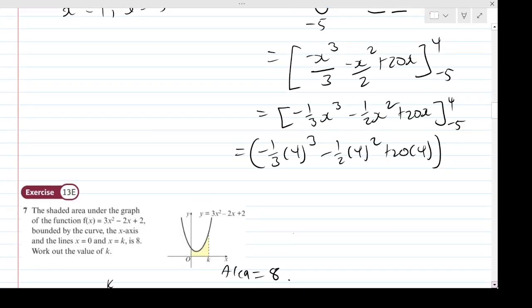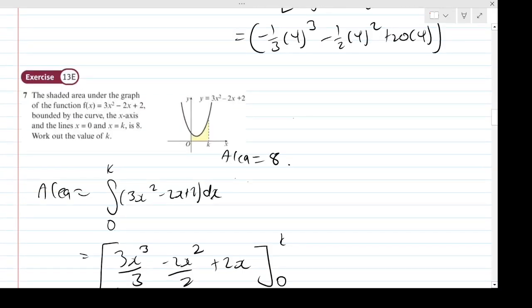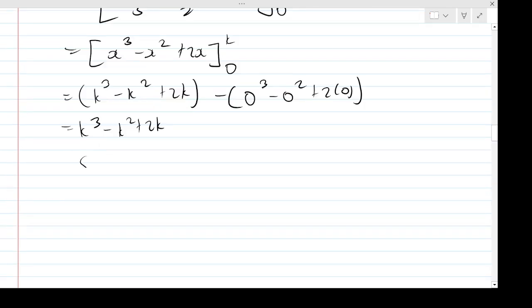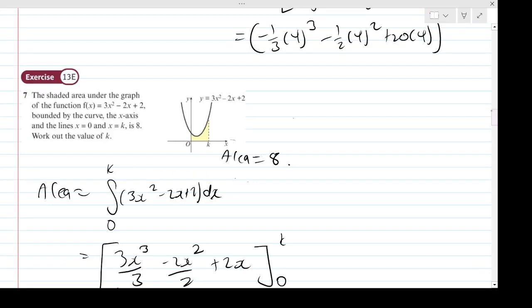We're told, okay, so that's my final expression. So that's the area, right? But we're told the area is equal to 8. So this whole thing has to equal 8, right? So k cubed minus k squared add 2k equals 8. Right, so we're going to have to move the 8 to the other side to get k cubed minus k squared add 2k and minus 8 equals 0. Right, okay.